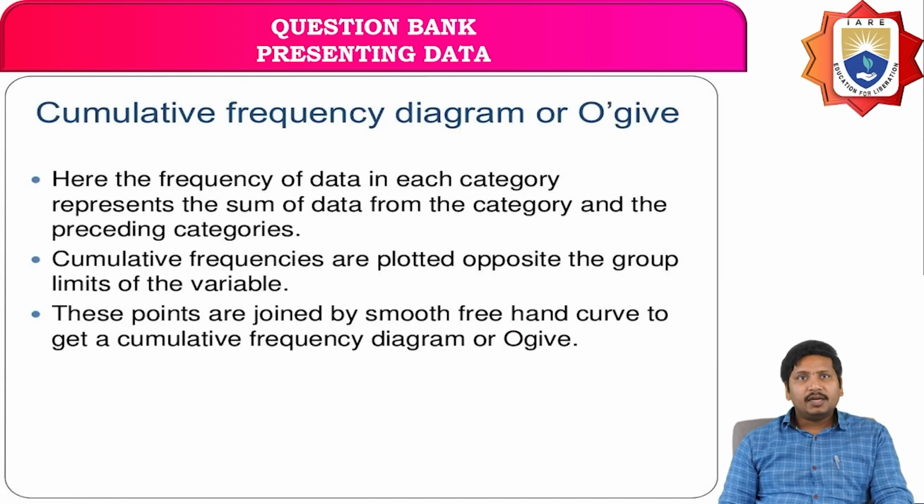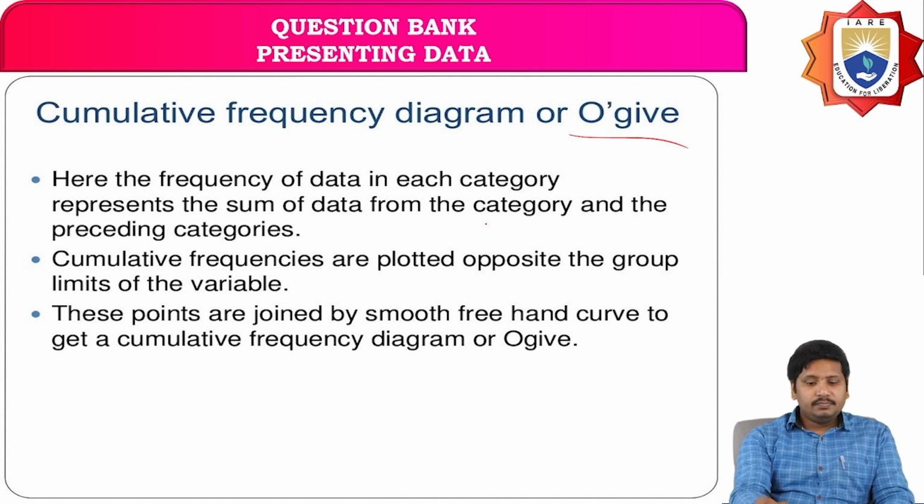The next one is the cumulative frequency diagram. So what is this cumulative frequency diagram? Otherwise you can call it an ogive. Here the frequency of the data is represented in each category, and the cumulative frequencies are plotted against the upper group limits of the variable, and these points are joined by a smooth freehand curve in order to get the cumulative frequency diagram or ogive.